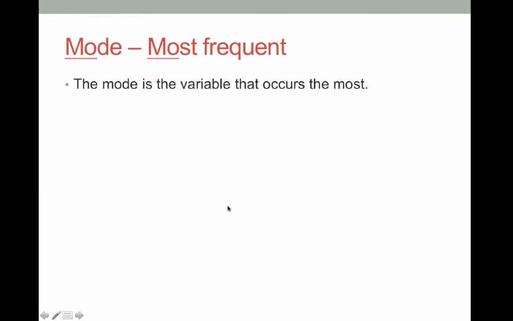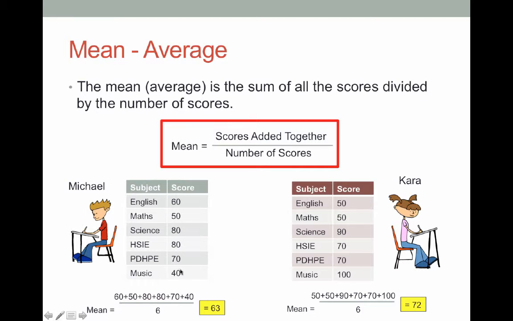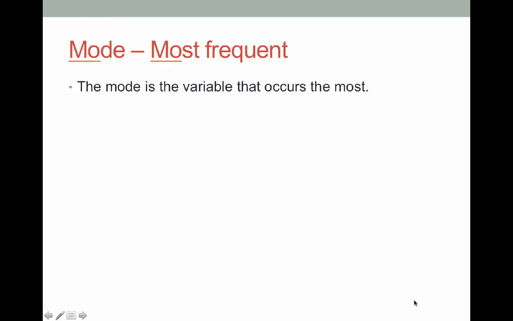A small score outside the mean, outside the group, will lower the mean, whereas a high score outside the mean will severely increase it. Now let's talk about the mode and how it's different. The mode is the variable that occurs the most. That is the number that occurs the most when you've collected all your data.